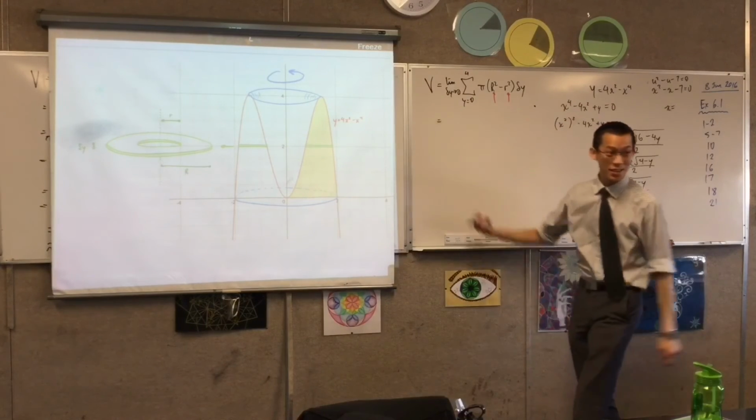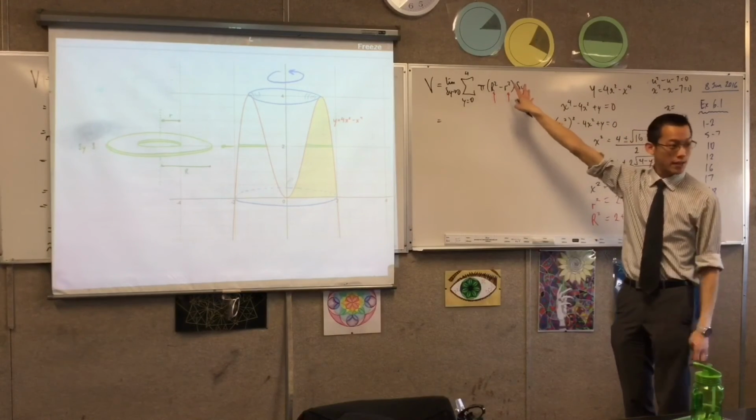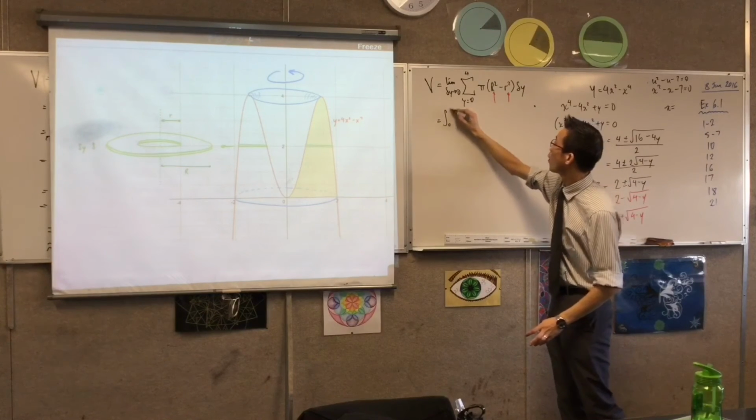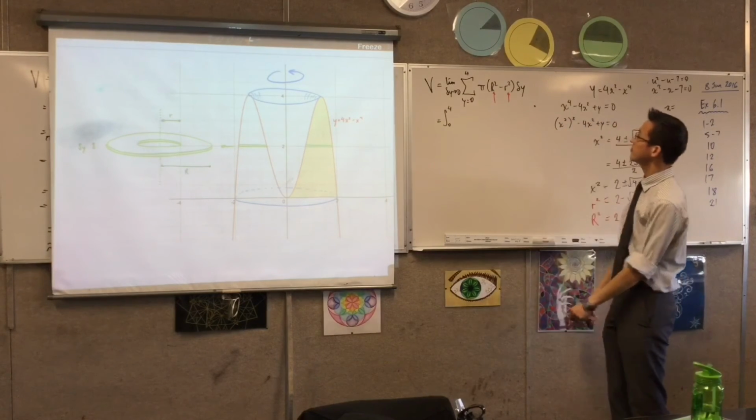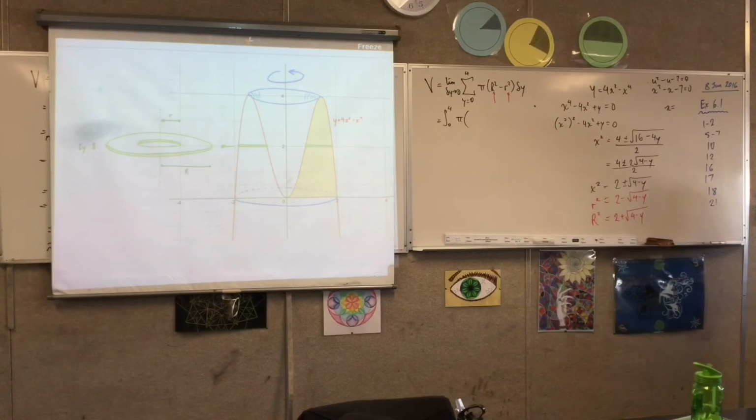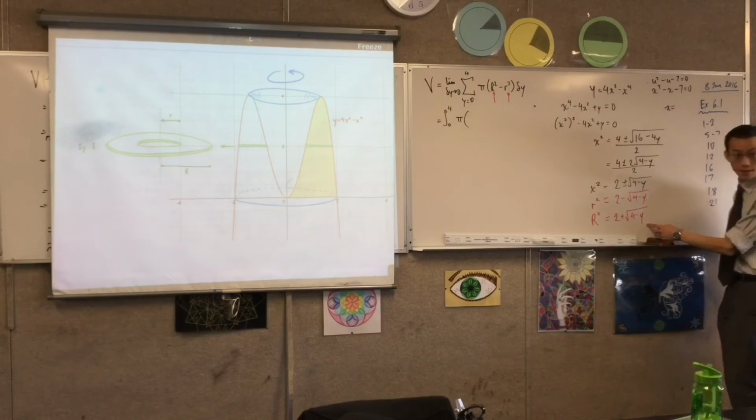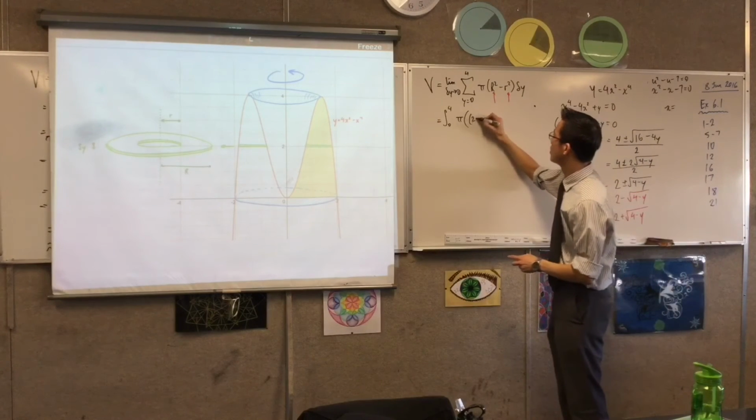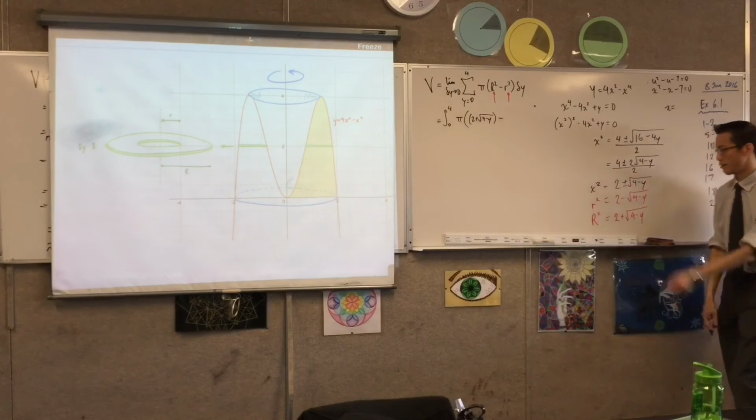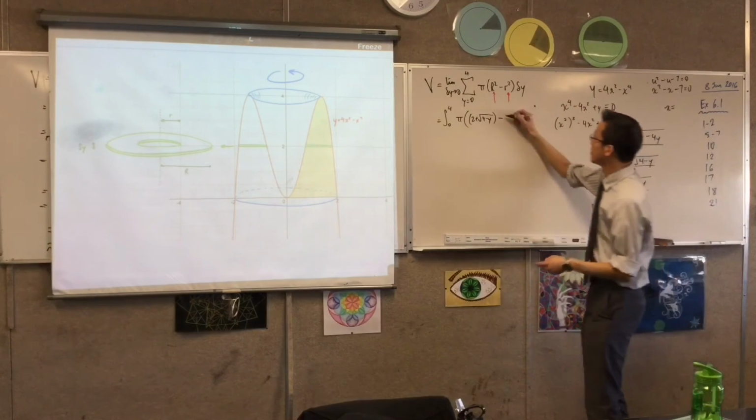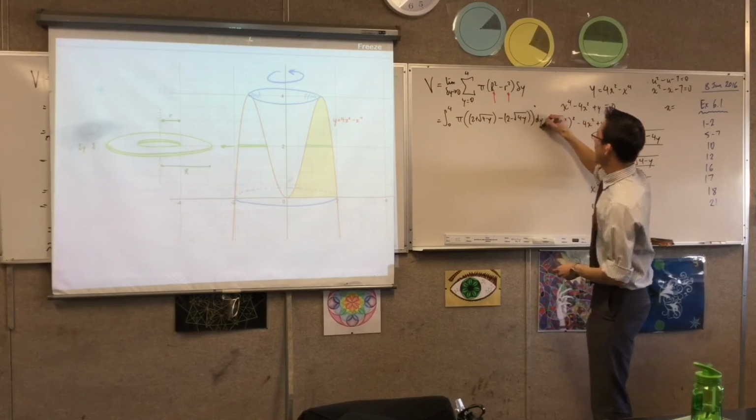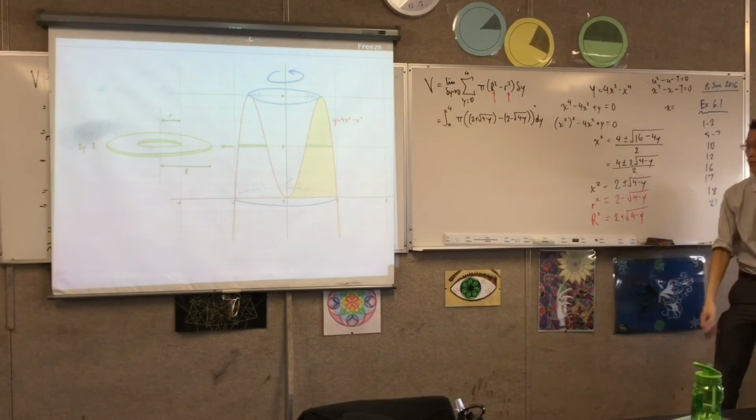Okay, let's do this. I've accounted for the fact that there's slices happening, so now I'm going to turn this into an integral from 0 to 4. What am I getting in here? Pi times what? What's capital R squared? That guy, right? Take away little r squared, which is this guy. And I've accounted for the limit, so now I write dy instead of delta y.